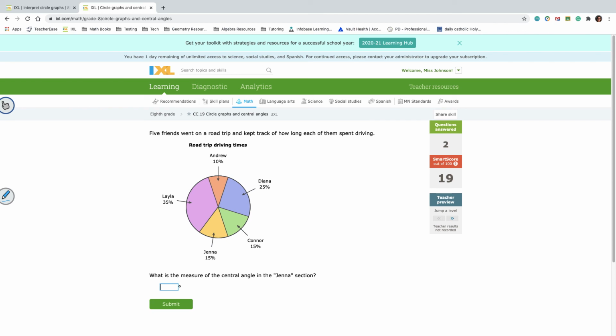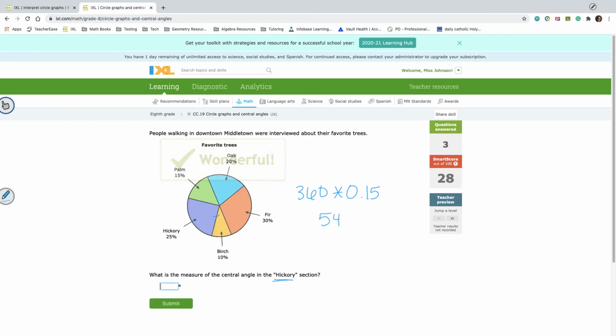And this is what you keep doing on this IXL. You do 360 times, and then we're looking for the Jenna section, that's 15% or 0.15. So 360 times 0.15 gives me 54 for that inner angle. Now, what is the measure of the central angle of the hickory section? Hickory is 25% or 0.25 times that 360. So 360 times 0.25, and I get 90 degrees for my answer.